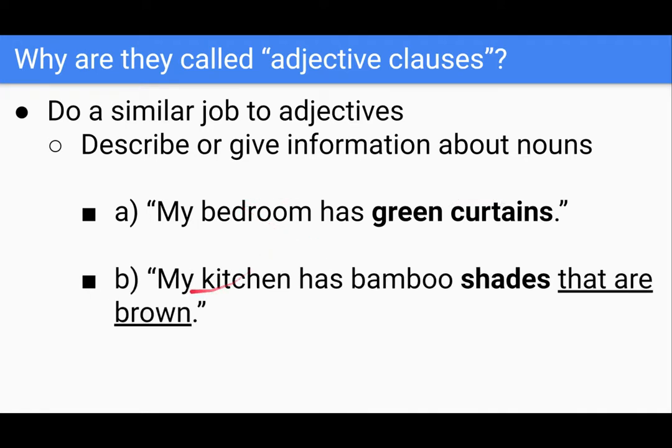But here's an adjective clause. My kitchen has bamboo shades that are brown. So shades is the noun, and then after that we have this adjective clause, that are brown. And this adjective clause is describing shades, right? Now you may notice usually in English we put the adjective before the noun, but adjective clauses will always come after the noun that they describe.